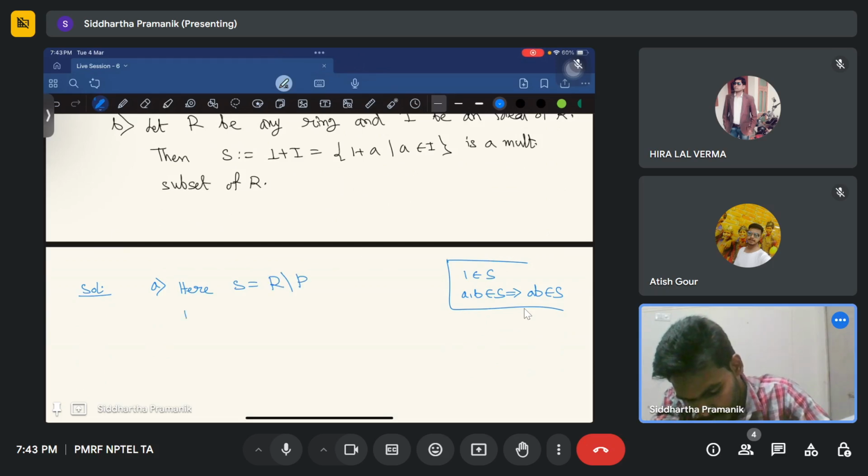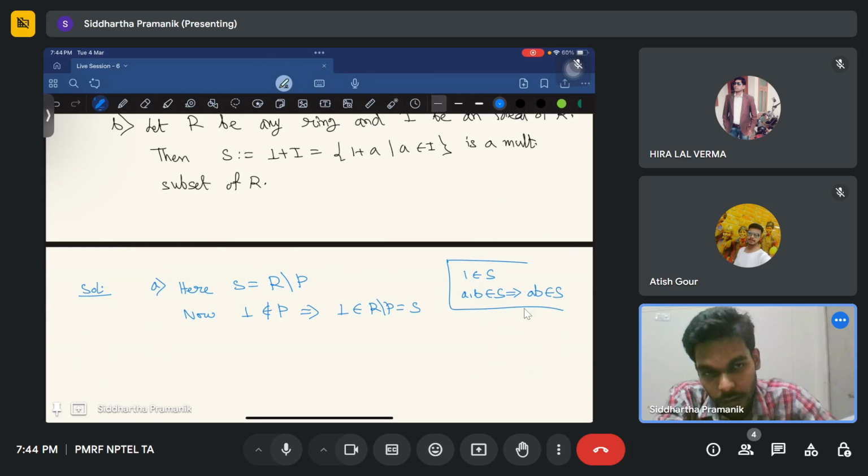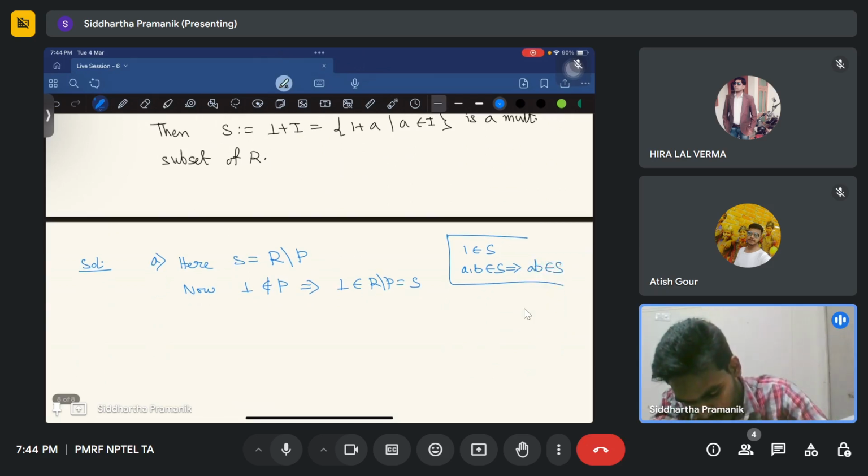Now 1 does not belong to P, right? Because P is a proper ideal. So that means 1 belongs to R minus P, which is S. So the first condition is satisfied. Now we need to check the second condition.